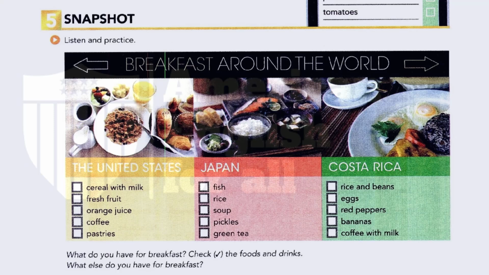Japan. Fish. Rice. Soup. Pickles. Green tea. Costa Rica. Rice and beans. Eggs. Red peppers. Bananas. Coffee with milk.